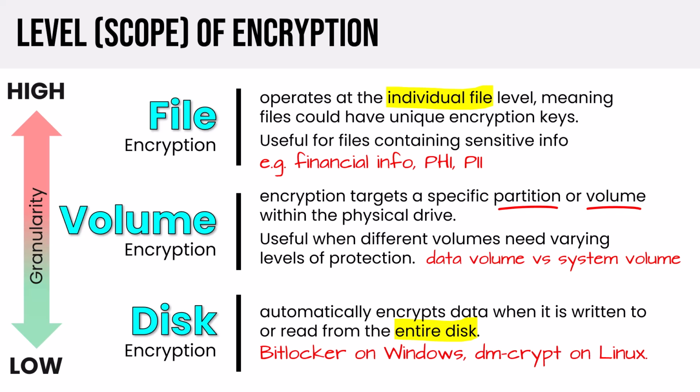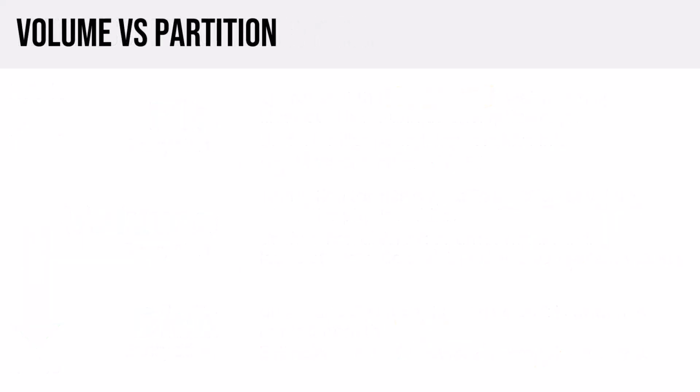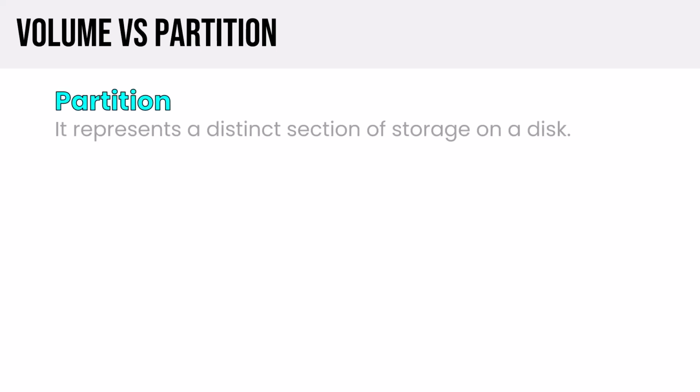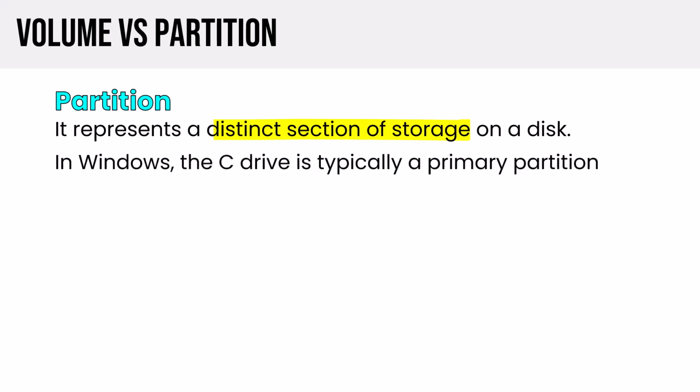And I called out partition or volume there, so those are actually two separate concepts, and I want to touch on those to make sure you're clear in case something comes up on the exam. The partition represents a distinct section of storage on a disk. On Windows, the C drive is typically a primary partition. It's a distinct physical section of the storage, typically.